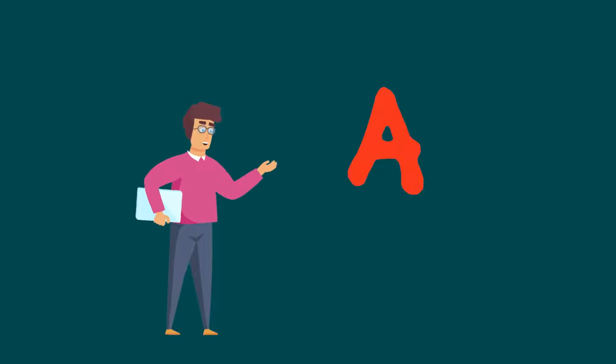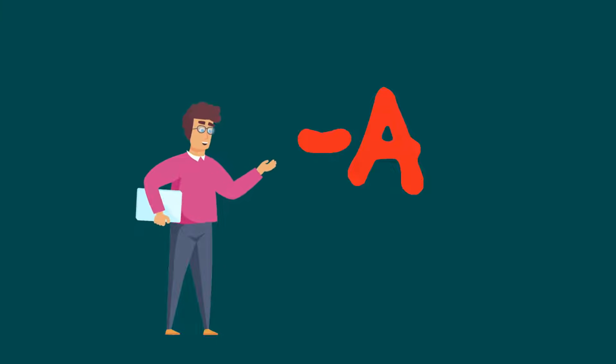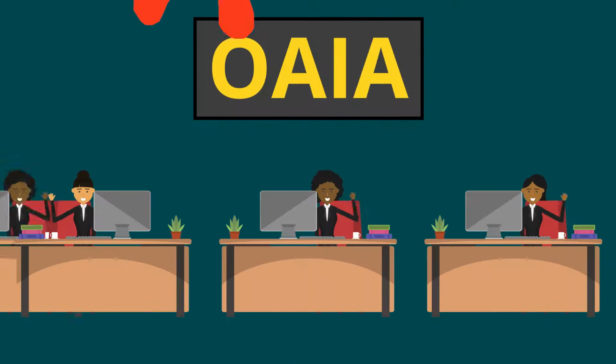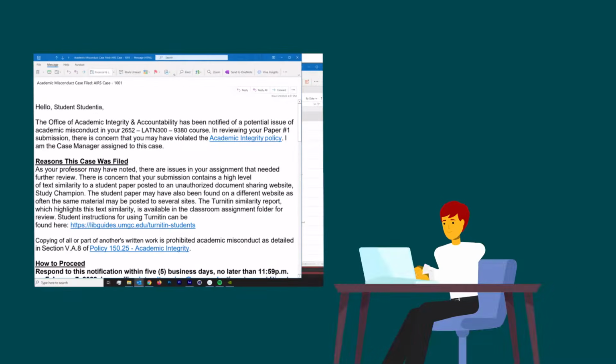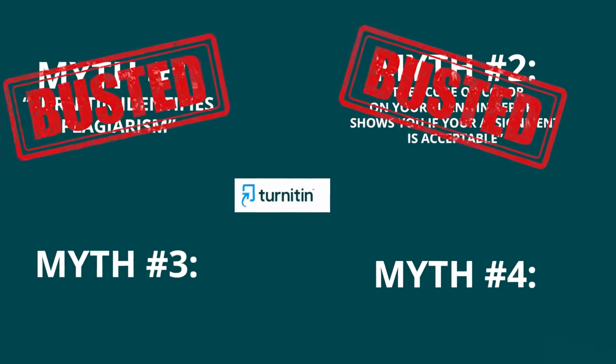When there are concerns, an instructor might assign a rewrite with a possible small deduction from the grade, or they may consult with the Office of Academic Integrity and Accountability. If the OAIA files a case, the student will hear from a case manager in the OAIA and receive instructions about how to respond.